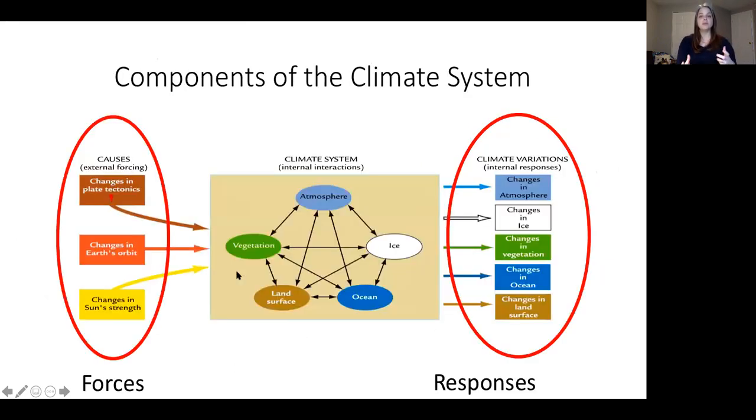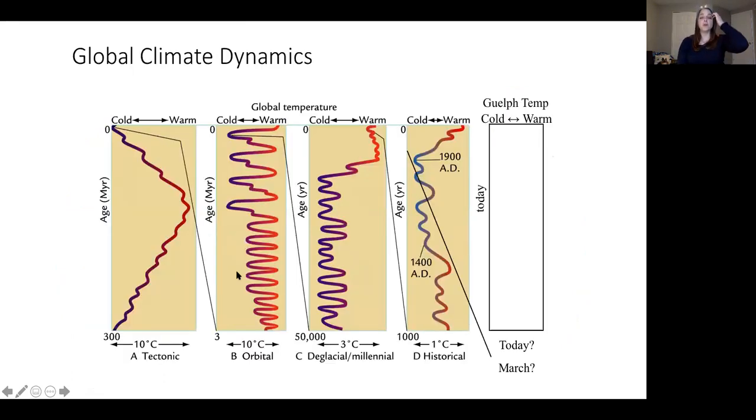So again, thinking about those responses, the interaction between, say, vegetation and land surface, or vegetation and atmosphere, might result in a positive feedback or a negative feedback. And all of that is going to depend on the forcing mechanism as well as the time ranges we're looking at. So I want us to think a little bit about those time ranges.